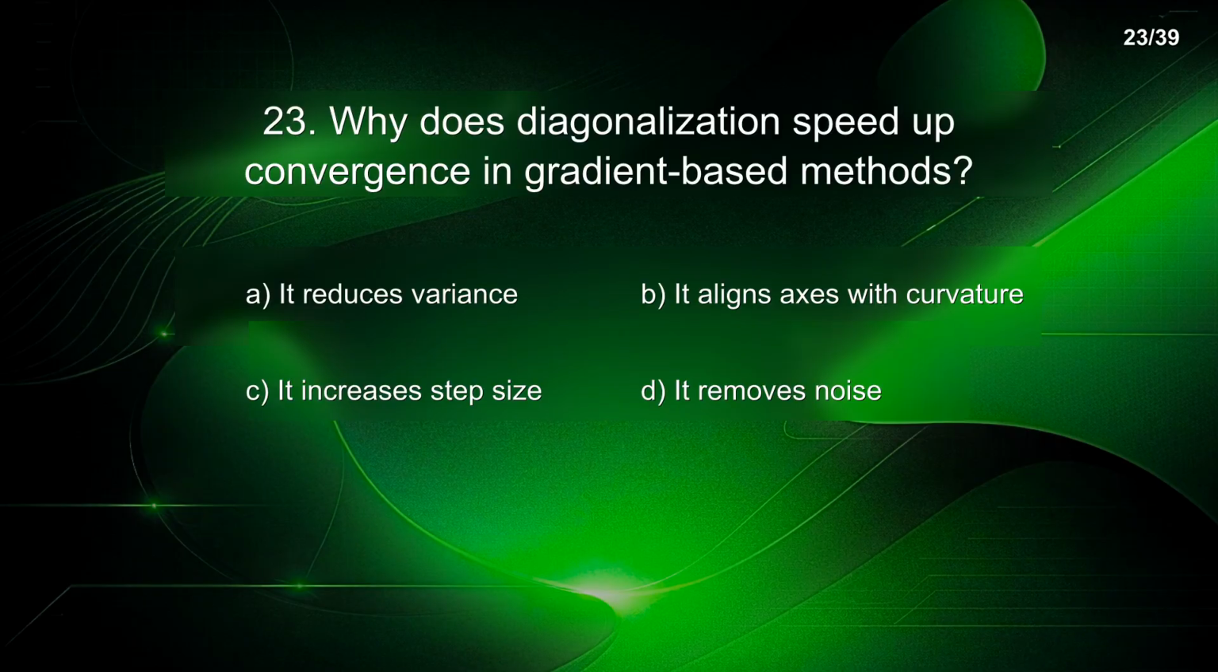23rd question. Why does diagonalization speed up convergence in gradient-based methods? A. It reduces variance. B. It aligns axes with curvature. C. It increases step size. D. It removes noise. Correct answer is B. It aligns axes with curvature.